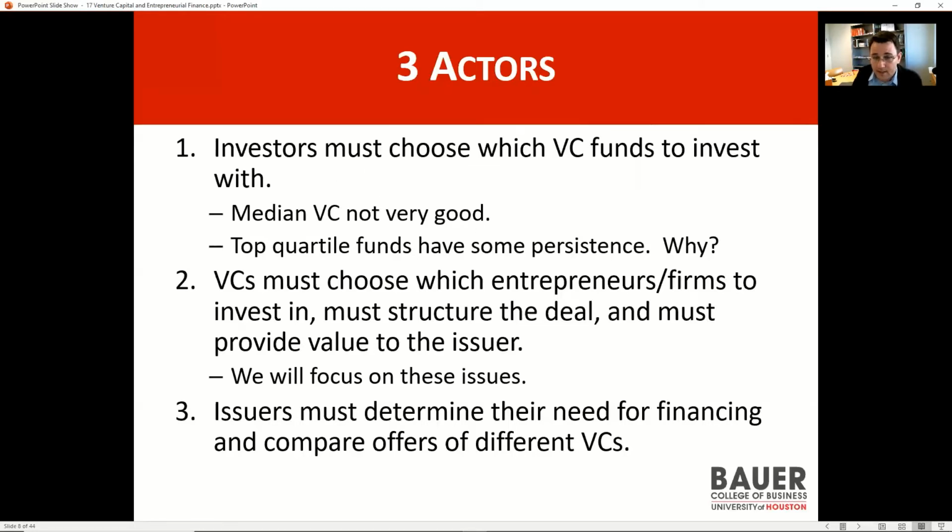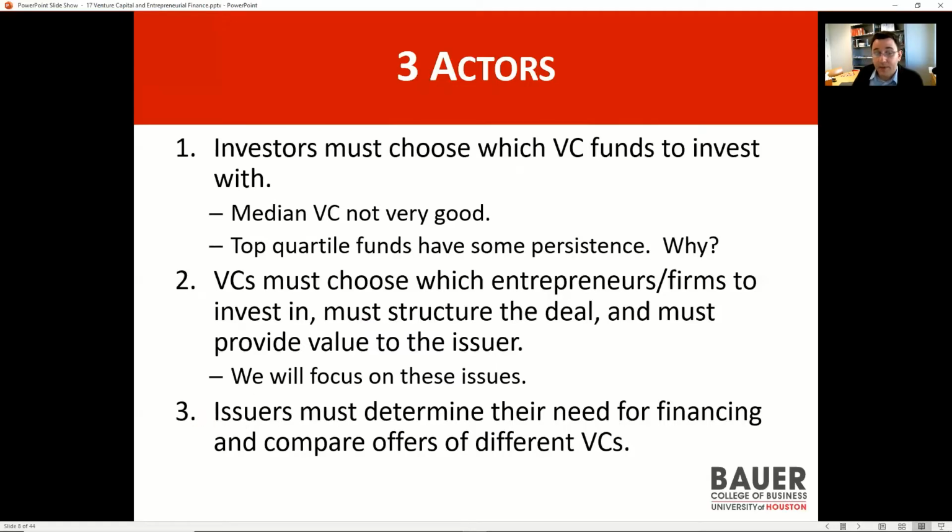So that's one decision. The investor has to choose which VC to go with. Another part of this market is that the VC has to choose entrepreneurs, right? Which companies are worth investing in. That's going to be what we focus on today. We'll focus on how VCs value various entrepreneurial ventures, how they structure the deal to try to create value, and how they can increase the operational value of these entrepreneurial companies.